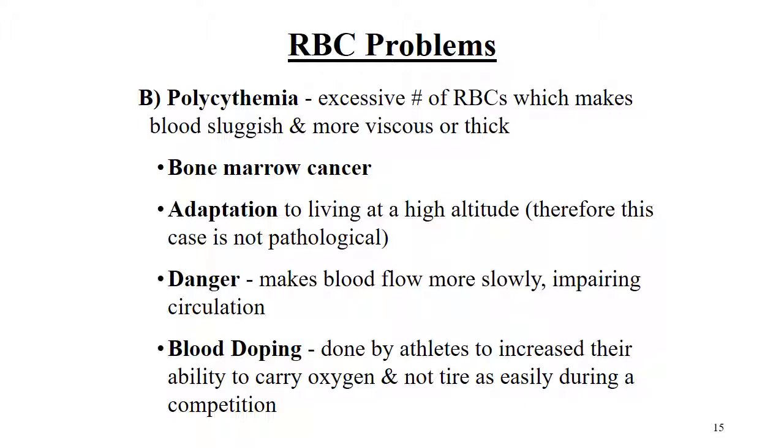Another one is a little interesting, kind of scary: this idea of blood doping. This is done by athletes who actually withdraw their red blood cells and then replace them later on right before they compete. It means that the oxygen capacity of their blood goes up. However, it does mean their blood gets very, very thick. So that's in the polycythemia category.